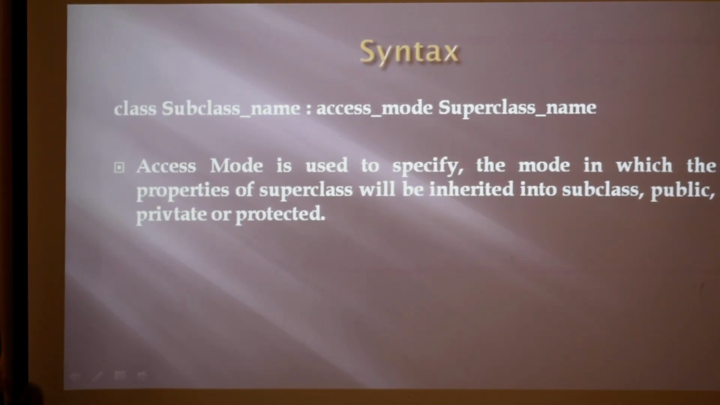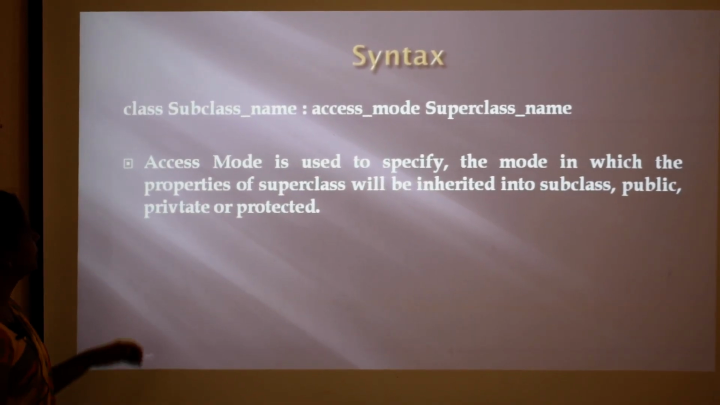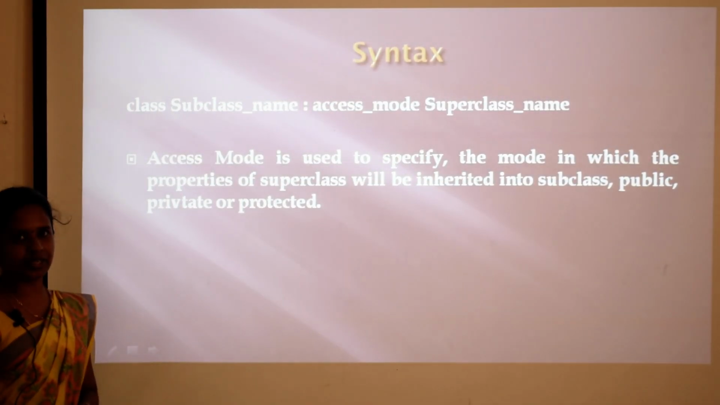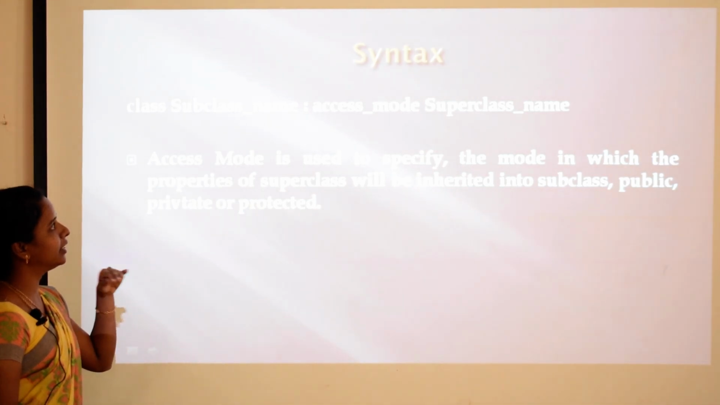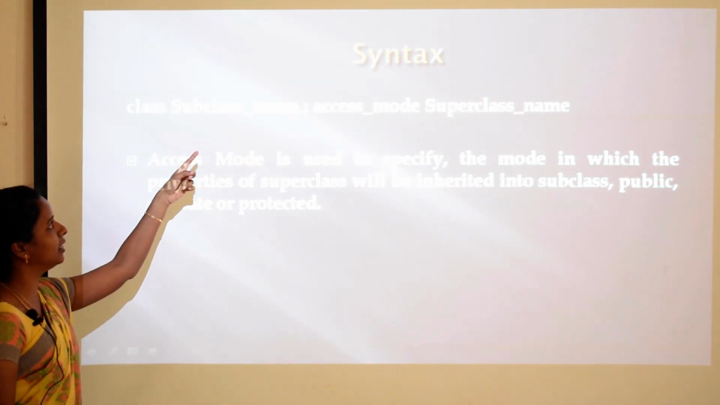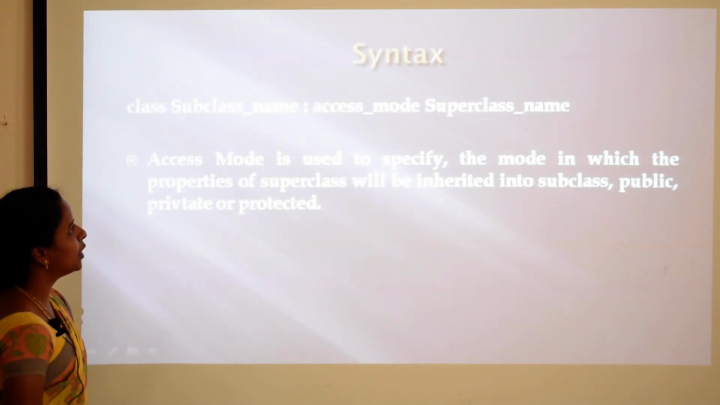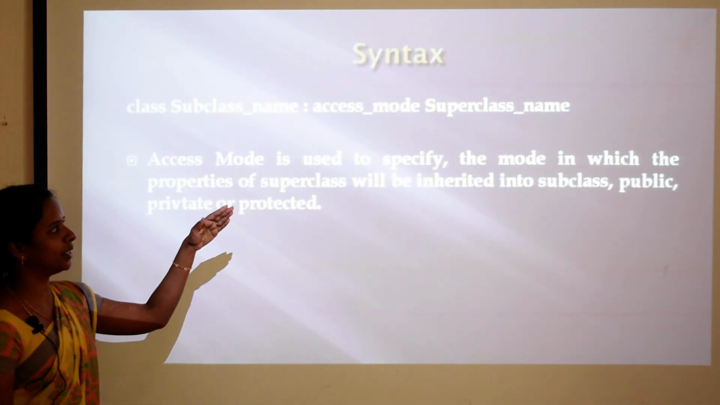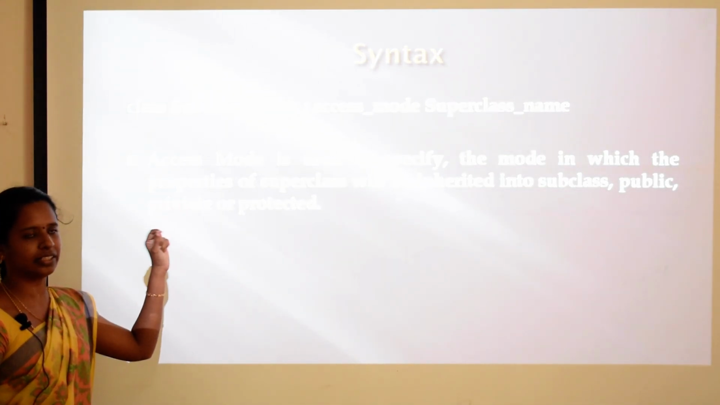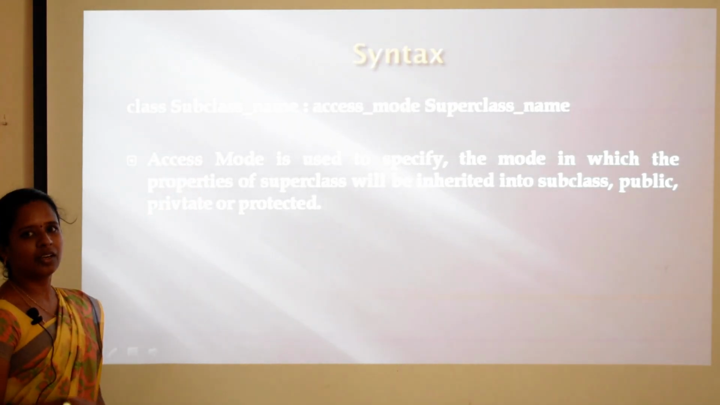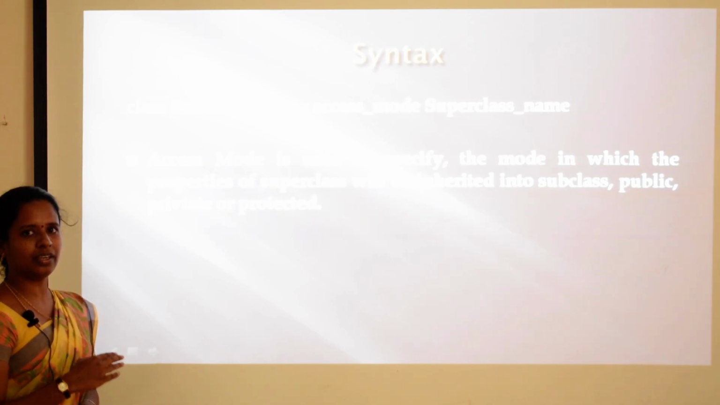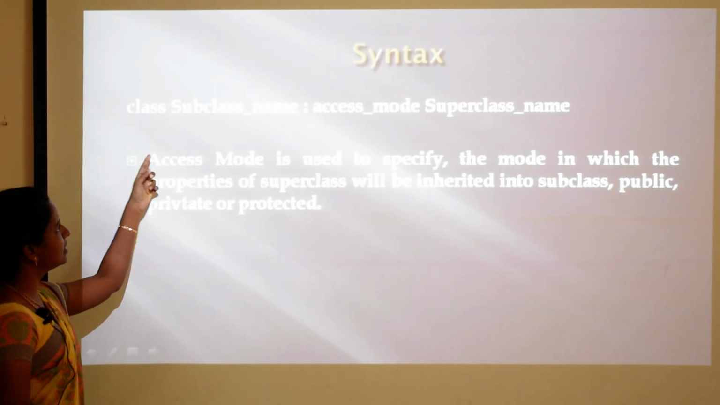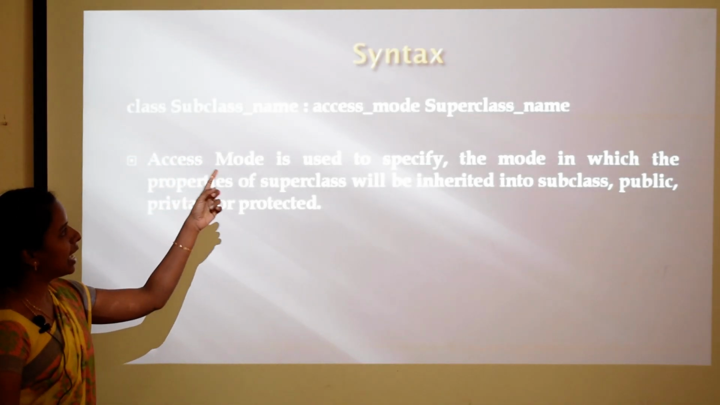So this is the syntax for creating an inheritance. See, class, subclass. Subclass means our derived class. Suppose we are going to create a new class, that can be defined with the subclass name, and we have to place a single colon, so that we are going to inherit the properties from the base class. The colon mentions that we are going to inherit the properties from the class name which occurs after the colon. So class, subclass name, colon, access mode.